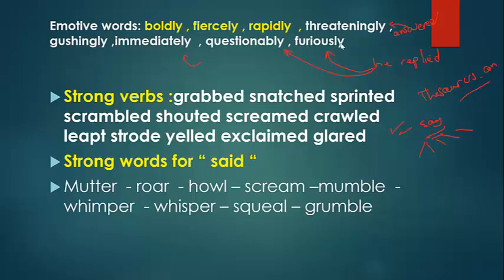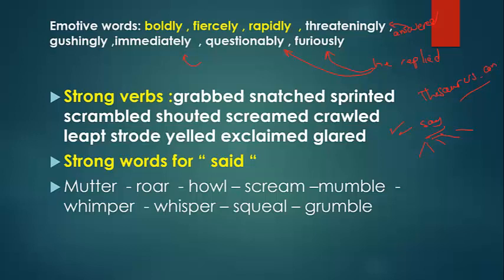Asma Al-Gharib, please read. Grabbed, snatched, sprinted. The last list here: some substitutes for the word said. Mutter, roar, howl, scream, mumble, whimper, whisper, squeal, grumble.